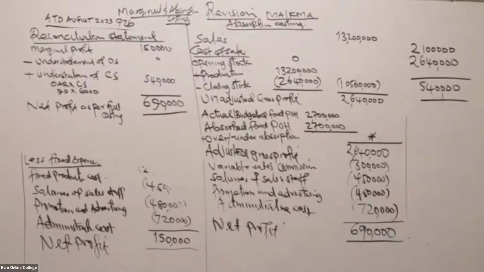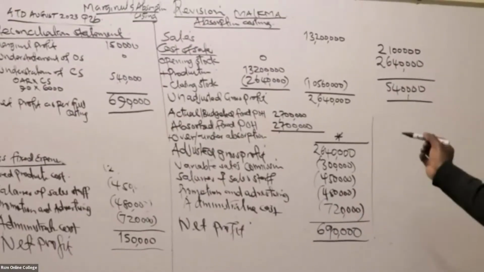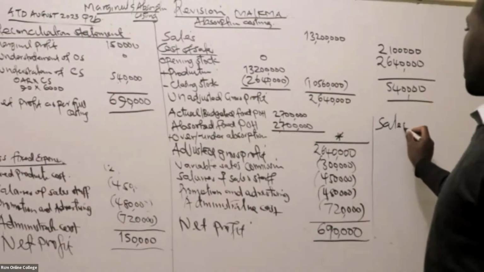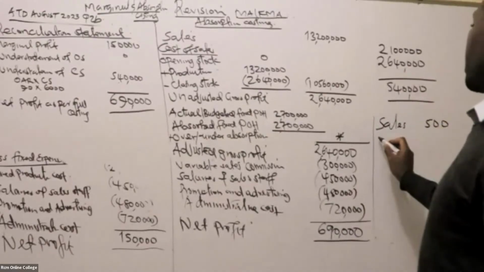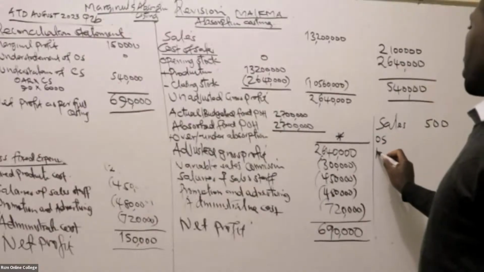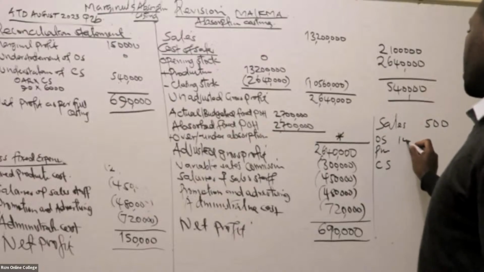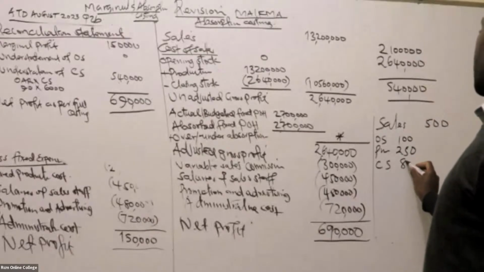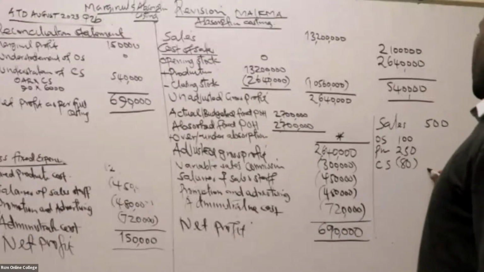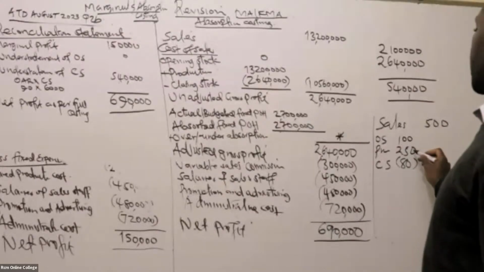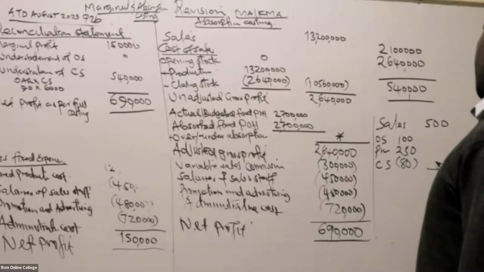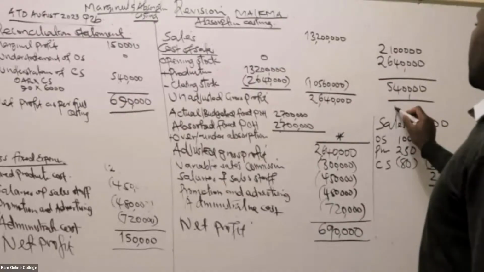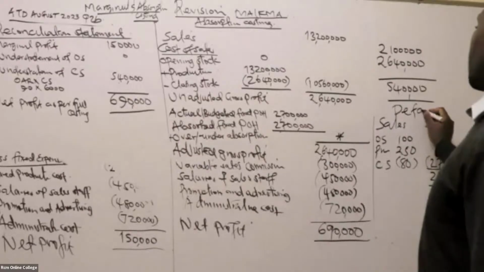If you want to do it on your own and understand what is happening, just do this. Have sales. Sema tu sales zako ni 500. Then under cost of sales, we have opening stock, production, and closing stock. So opening stock, weka 100. Production, weka 250. Closing stock, weka 80. Of course, we are deducting. Then it will give you cost of sales, right? So that is 350 minus 80, that will be 270. 270 from 500, that is 230. This is the default.